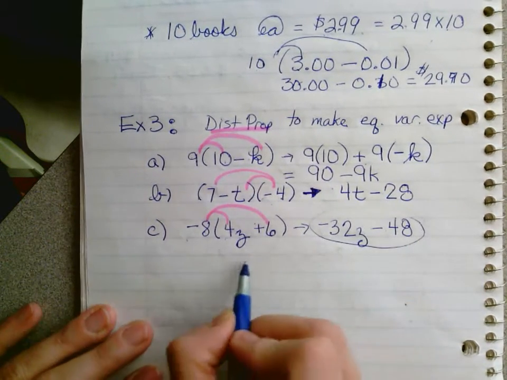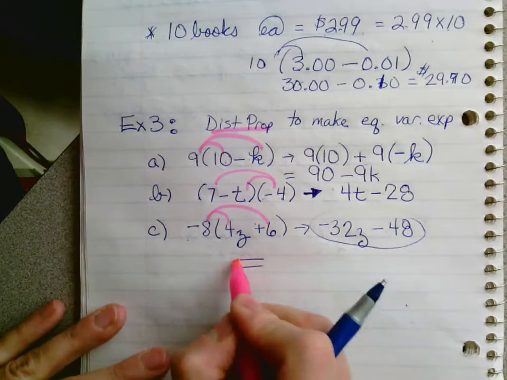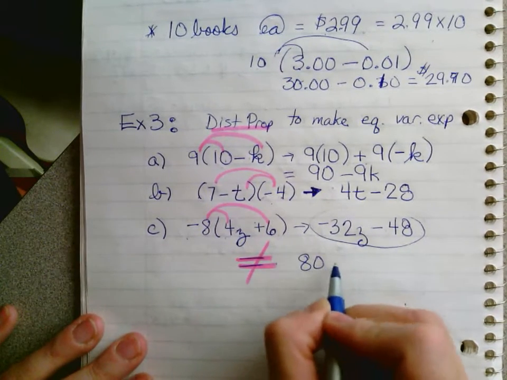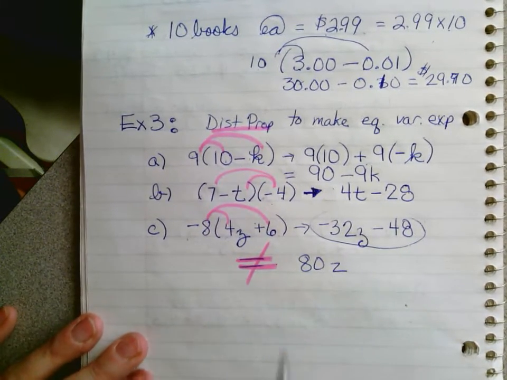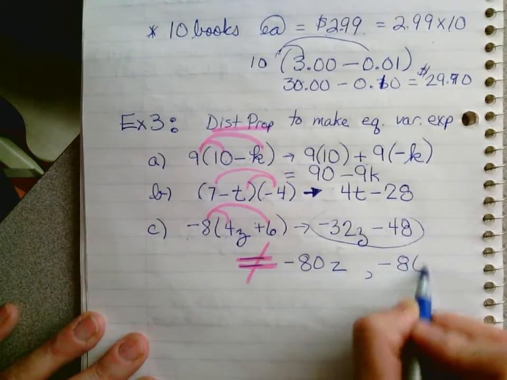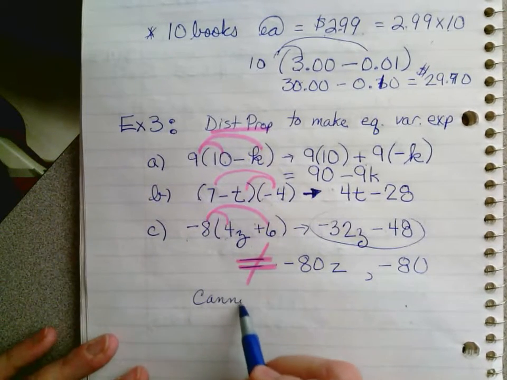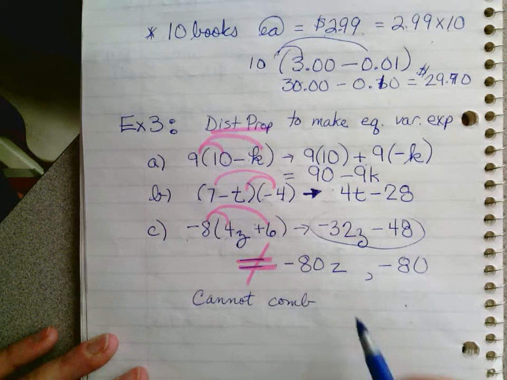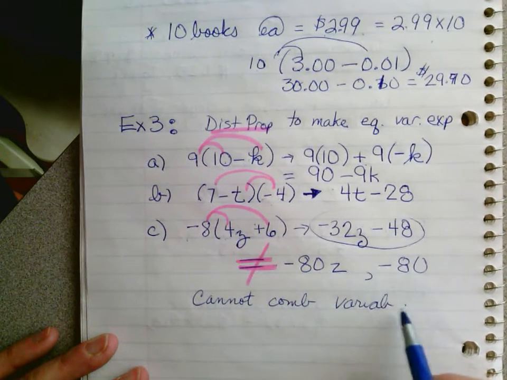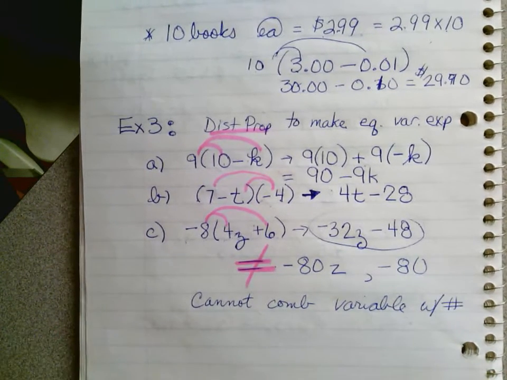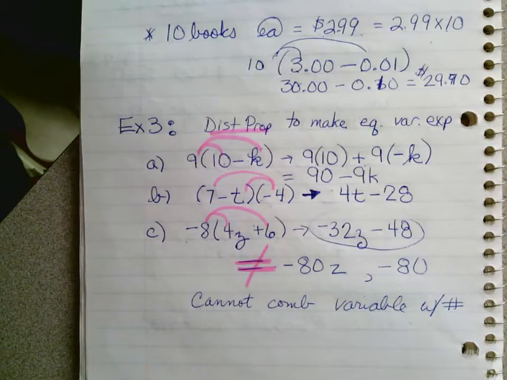This here does not equal 80z or negative 80z or negative 80 or any such thing. You cannot combine a variable, which is anything that has a letter attached to it, with a number. Cannot. Thank you very much for identifying and asking that.